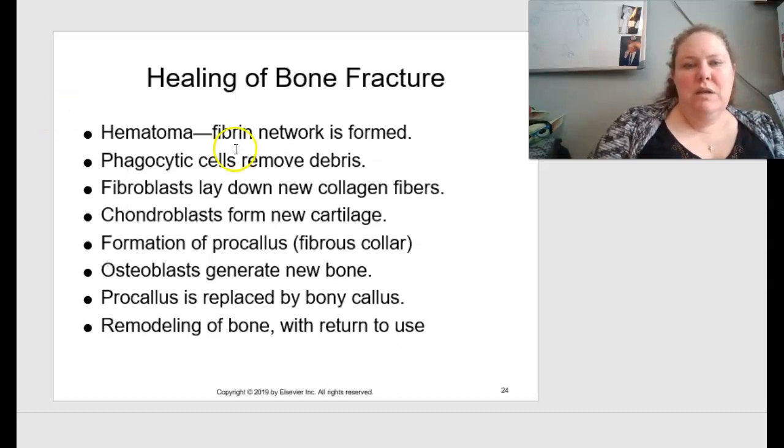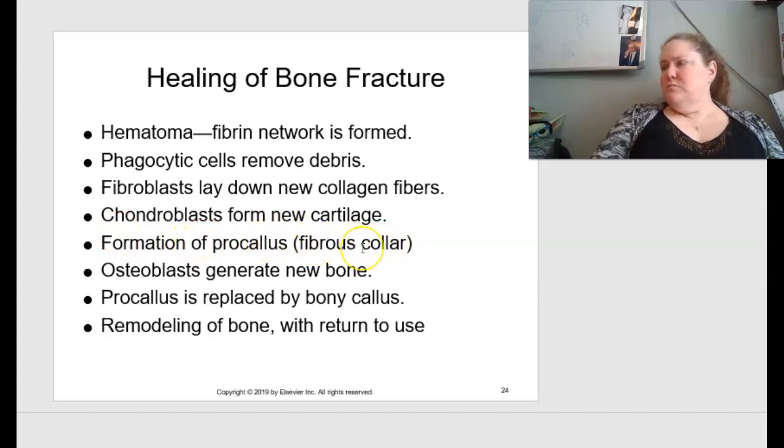So first, we would have a hematoma, and this would be where the fiber network is going to be formed. Then the phagocytic cells, our little Pac-Man cells, are going to remove the debris that's there. Our fibroblasts are going to come in, and they're going to lay down new structure, right? They're going to lay down new collagen fibers. Then our chondroblasts are going to come in, and they're going to form new cartilage, okay? Then you have the formation of a procallus, which would be a fibrous collar.